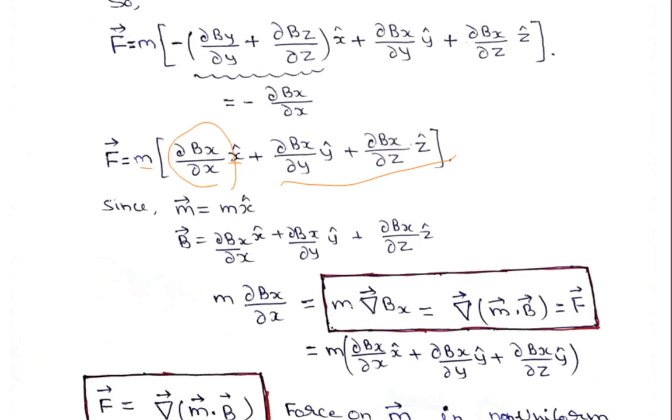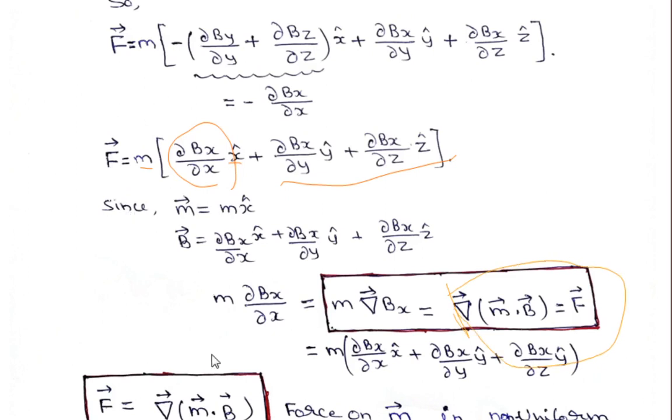That means the force on a magnetic dipole in a non-uniform magnetic field can be written as m del operator on Bx component. We can write m dot del B, or we can write del operator of m dot B, that is equal to force. So this is a very, very important result.